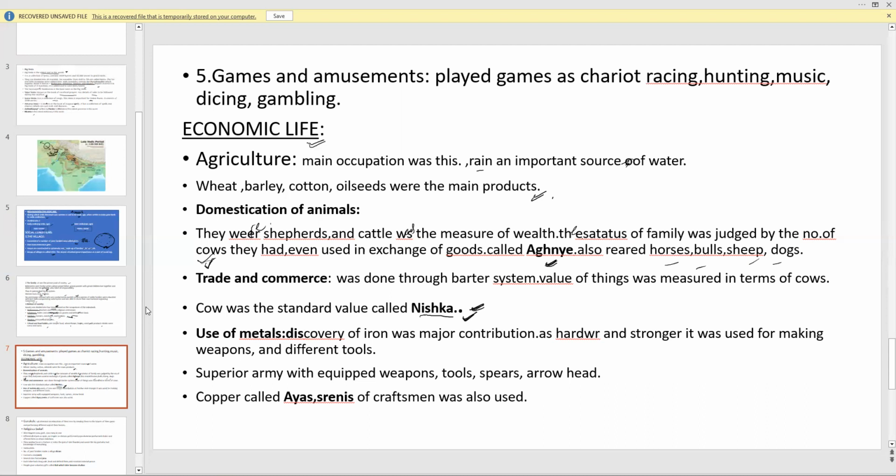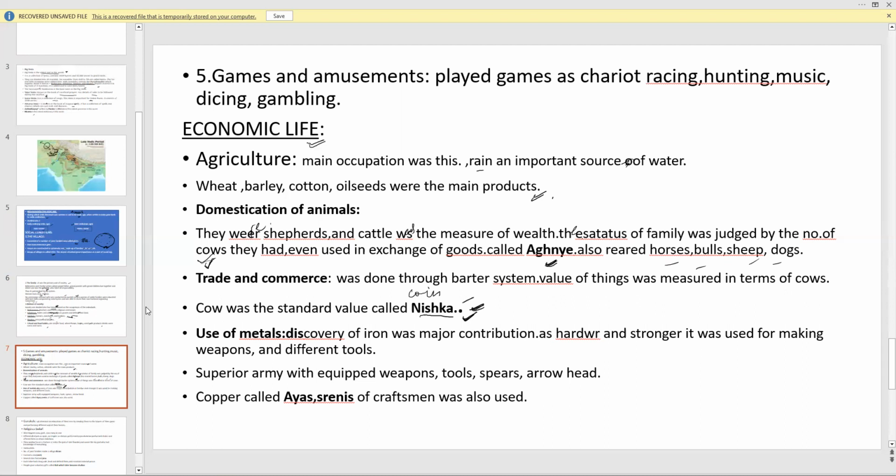And aganya was used for the exchange of goods, so we call it aganya. Two terms. The cow was called aganya. Okay, so injuring and killing of cows was prohibited during that time, and the cow was used as a standard value, as a sort of a coin, sorry, it was called Nishka. Two terms used for cow, aganya and Nishka.